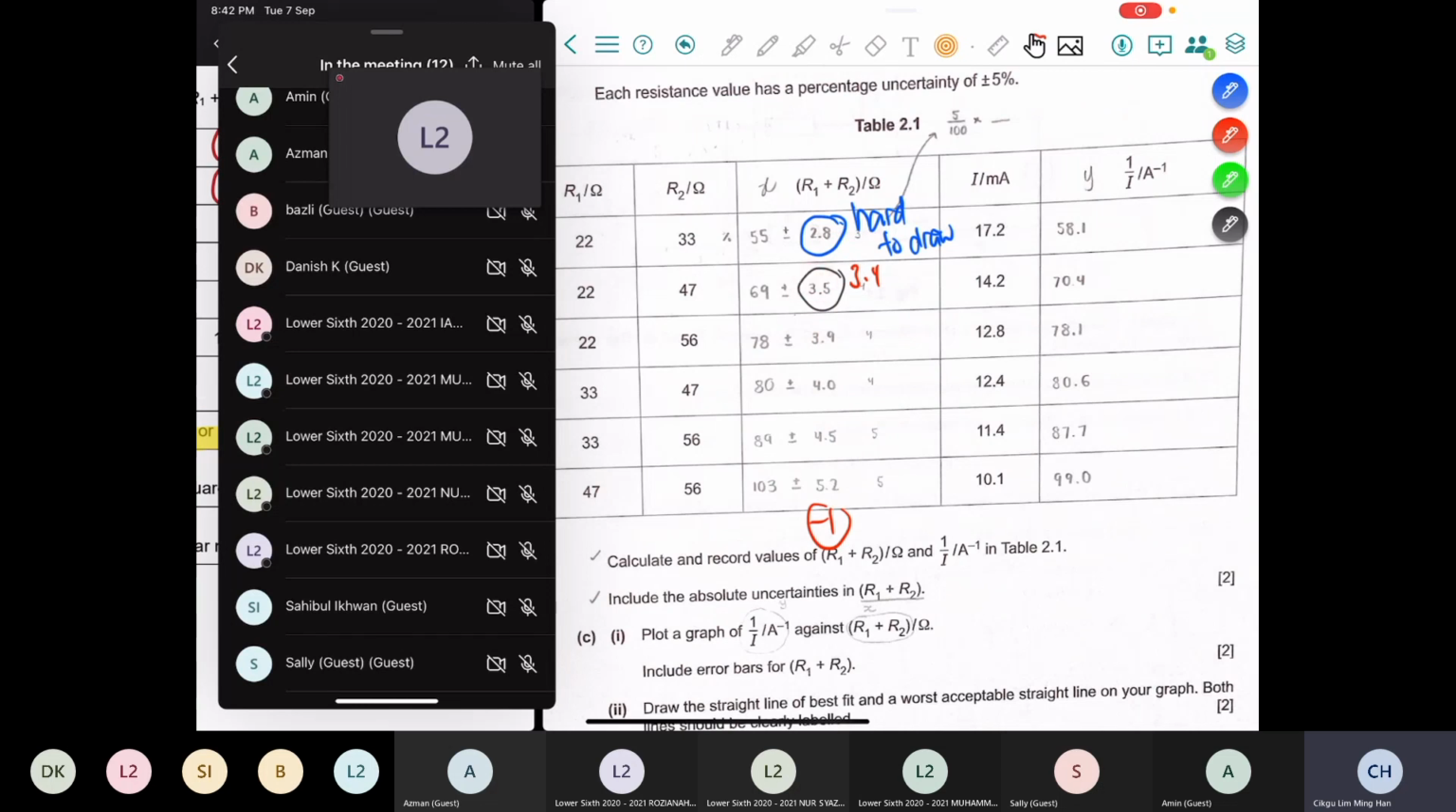Alright, next one we have. Any more, Rosiana? No sir. Okay. Syazwani? No sir. Okay, thank you. This one is Danish today. I can only see MU here. Is that Danish? Danish J? Yeah.